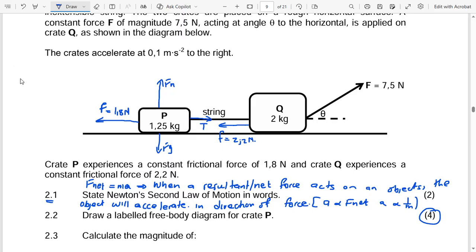To answer this 2.2, you need to indicate how many forces? 4 forces. So this is your Fn, and this is your Fg. Then there's a force that goes to that side, which is the tension force. And the last one in an opposite direction, that's your frictional force. And you'll definitely get the 4 marks.